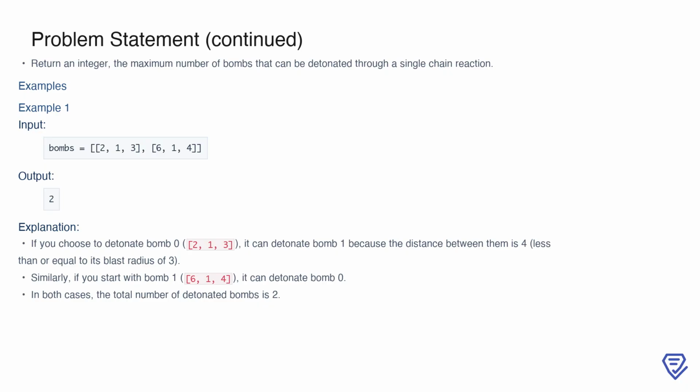Let's consider a few examples to clarify. In the first example, the input is bombs = [[2,1,3],[6,1,4]]. If you start by detonating bomb 0, located at (2, 1) with a radius of 3, it can trigger bomb 1 because the distance between them is 4, which is within the blast radius. Similarly, if you start with bomb 1, it can trigger bomb 0. In either case, both bombs detonate, so the maximum number of bombs triggered is 2. This illustrates how the chain reaction works when the bombs are within each other's blast radii.